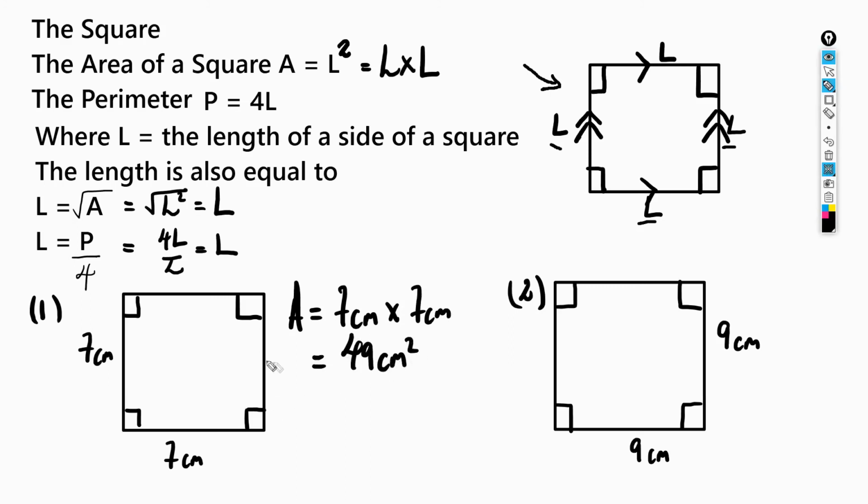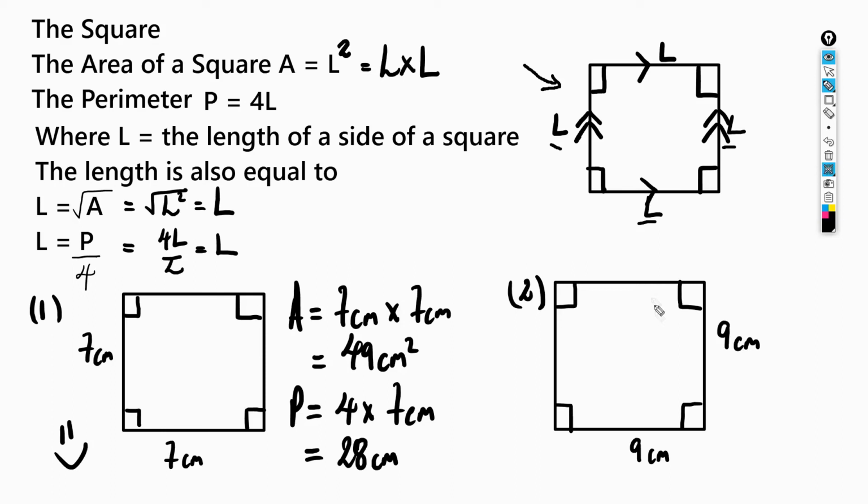Awesome, right? Now, the square has four sides, just like every other square. So the perimeter is going to be equal to 4 times 7 centimeters, which is equal to 28 centimeters. Cool? Easy, guys. Squares are so easy.